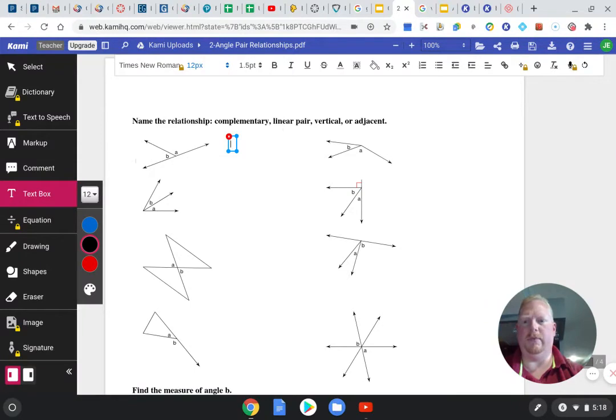So with this example right here, angles B and A, they're adjacent because they're right next to each other. They are a linear pair because together they make up a straight line. And all linear pair angles are supplementary.